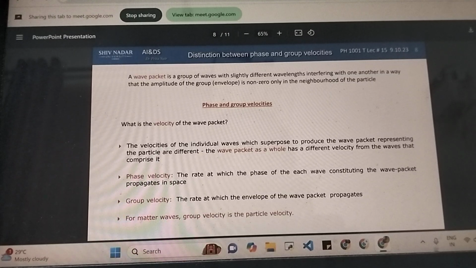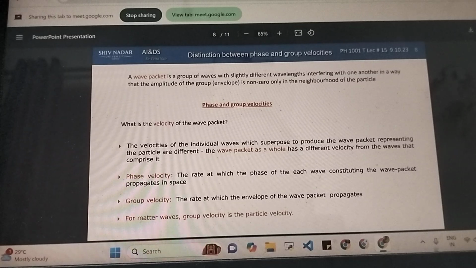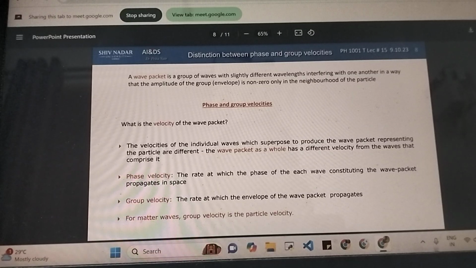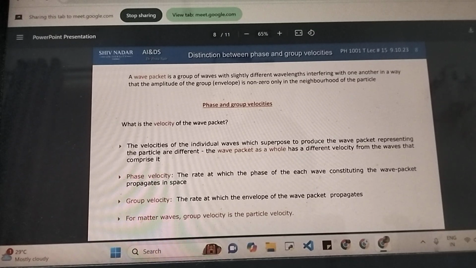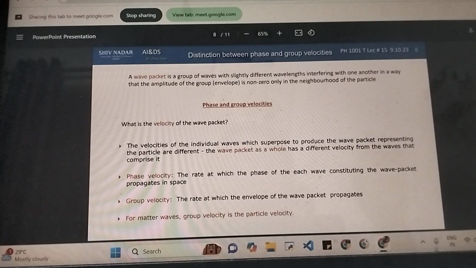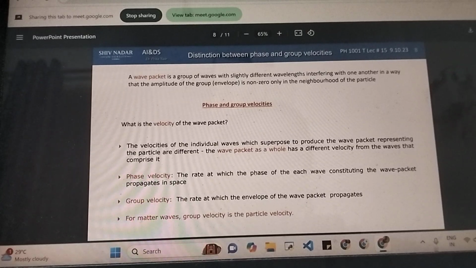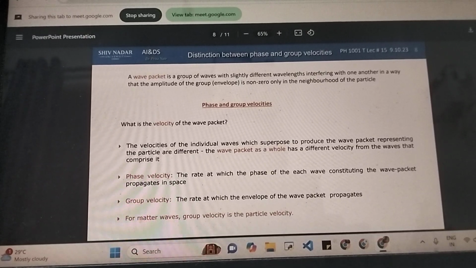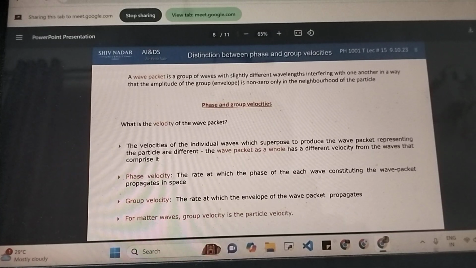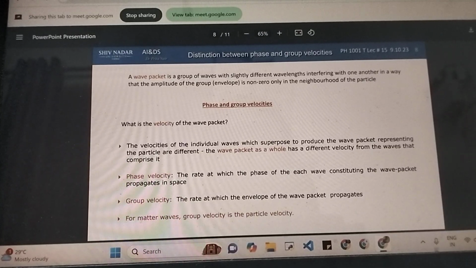When I described the idea of a wave packet, I said you're describing one object, but you're taking multiple waves and superimposing them to form one final wave. So now each of these individual waves will have their own velocity, and this final wave also has a separate velocity. So which do you describe as the velocity of the object? That's a question, right? So we have the concept of phase and group velocities, which are two different velocities.